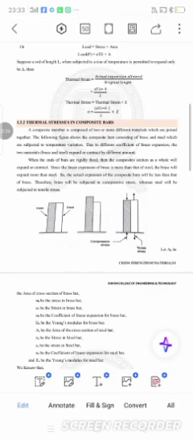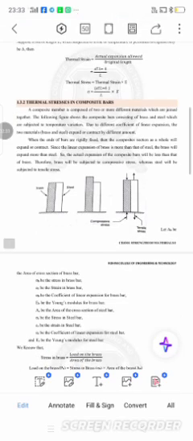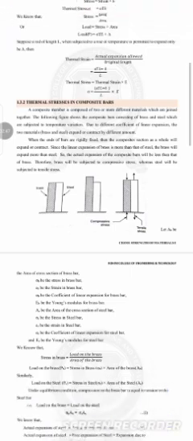The two materials expand or contract by different amounts. When the ends of the bars are rigidly fixed, then the composite section as a whole will expand or contract. Since the linear expansion of brass is more than that of steel, the brass will expand more than the steel. So, the actual expansion of the composite bar will be less than that of brass. Therefore, brass will be subjected to compressive stress, whereas the steel will be subjected to tensile stress.